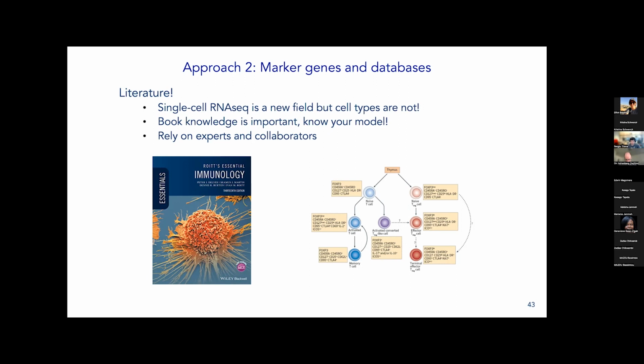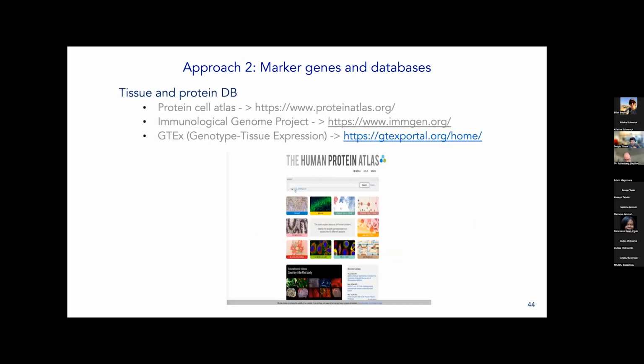Another suggestion: always rely on experts and collaborators. It's impossible to be an expert in every single field of biology. So a lot of the time, if you're working with a new tissue, there will be things you are not an expert in. It's always good to reach out to someone who already knows a lot of these things, who can direct you to where to find this information. There is a huge amount of information out there, but it's sometimes very difficult to figure out what is there. Regarding tissue and protein databases, there is already a lot of information known from bulk, and this is still very useful.